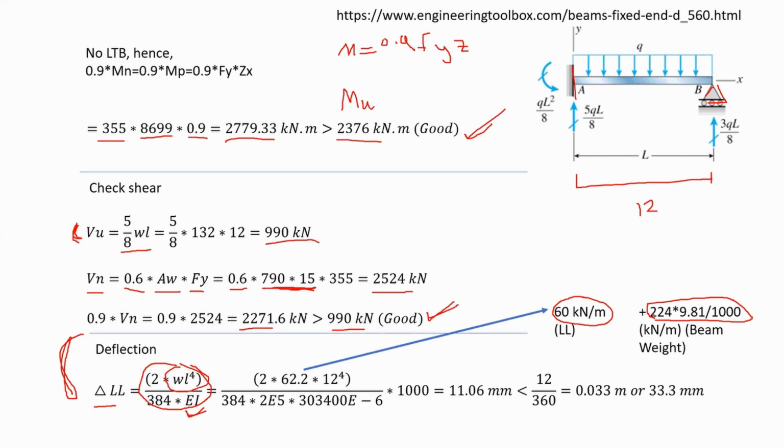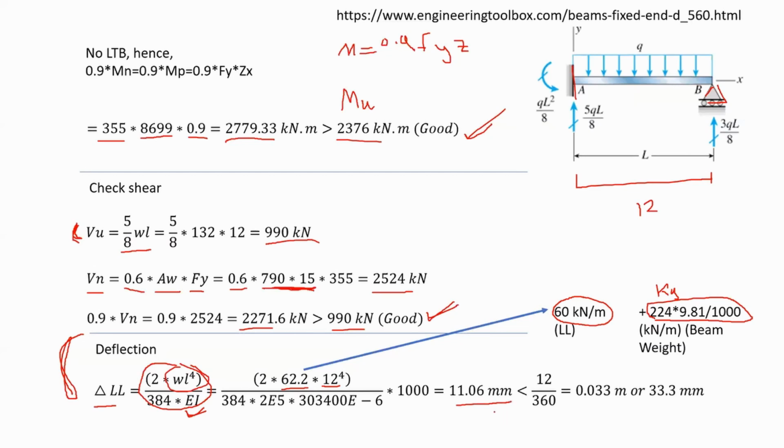And here you see 224, it was kilogram. I multiply it by 9.81 gravity acceleration in order to convert it to kilonewton per meter. And I obtained that value from the section tables. So sum these two values, you would get 62.2 kilonewton per meter, and multiplied by the span length. Substitute everything else and you would get your deflection equal to 11.06 millimeters.